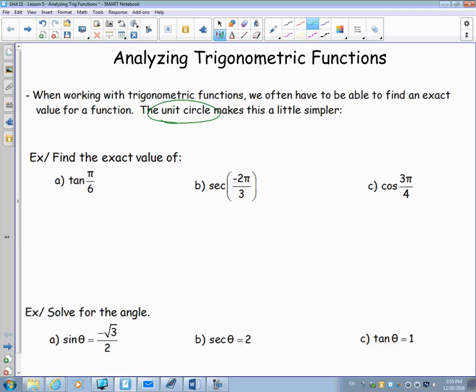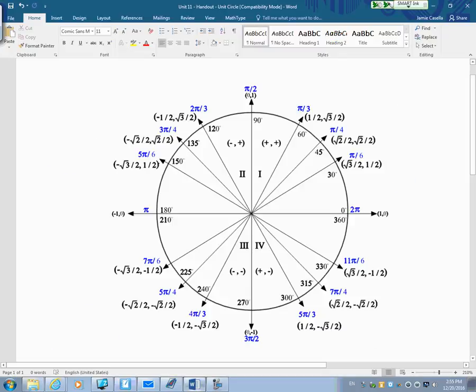In this course, I don't need you to memorize it. I just need you to be able to work with it. So some quick reminders. Here's our unit circle. When we measure on a unit circle, we start at 0, and we start going counterclockwise. For each of our big things, so degrees, 30, 45, 60, and so on, or radians, pi over 6, pi over 4, pi over 3, and so on, we have ratios.